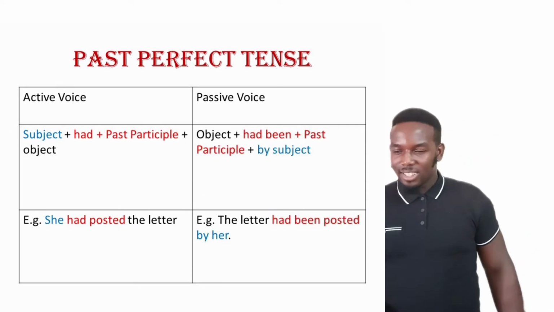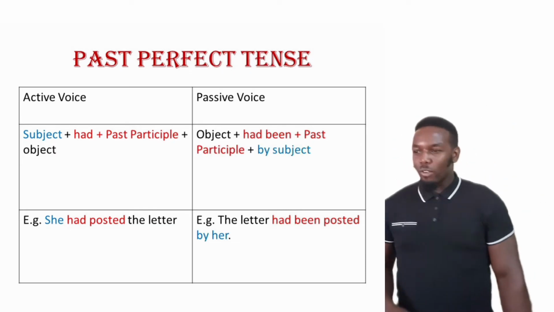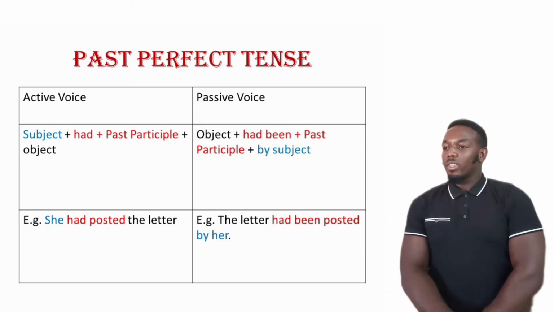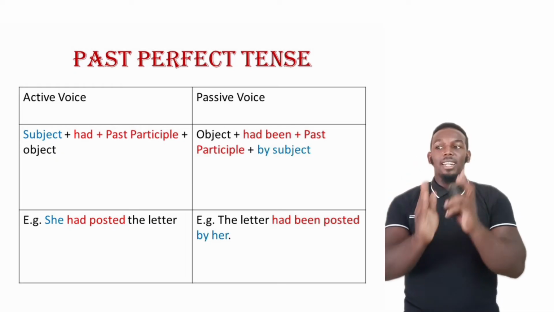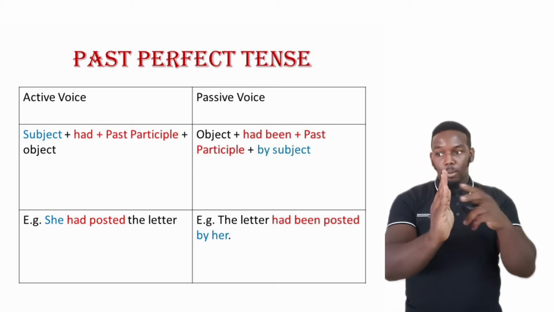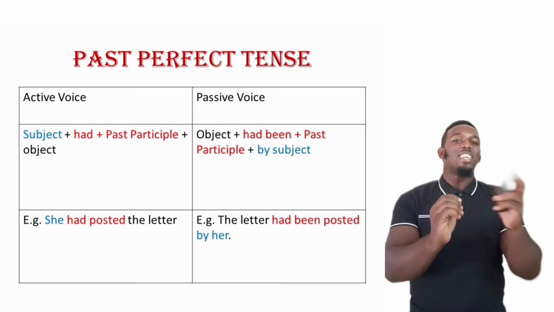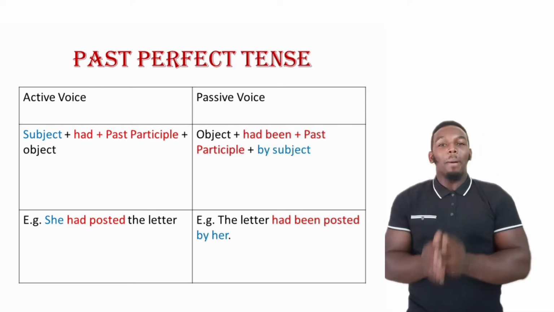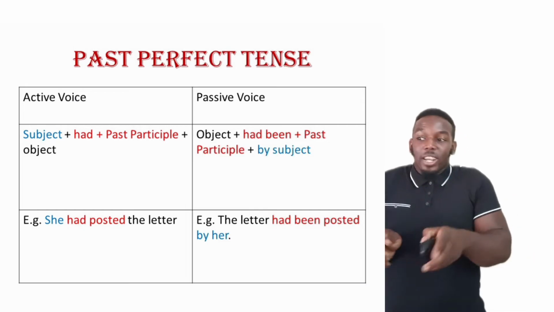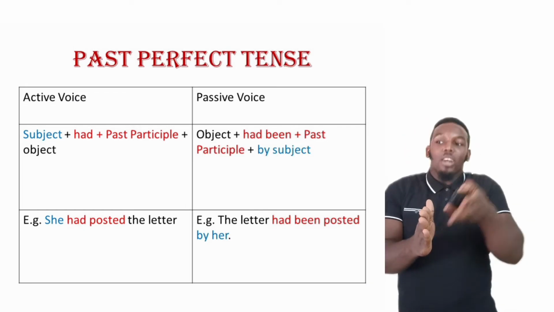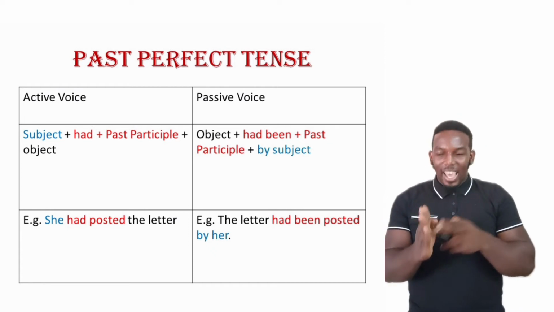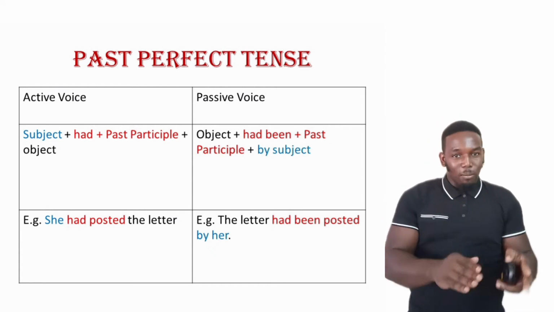Now let's move on to past perfect tense. As you can see in the active voice, the structure is subject, then had, followed by the past participle of the verb, then the object. Now, in the passive voice, we have the object at the front, followed by had been plus the past participle, and then we have by subject.